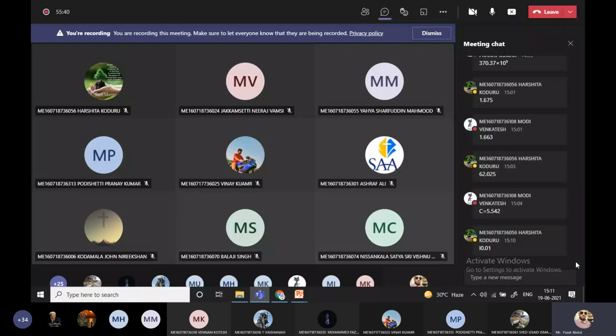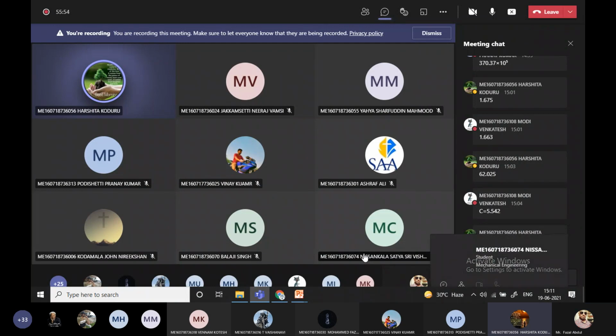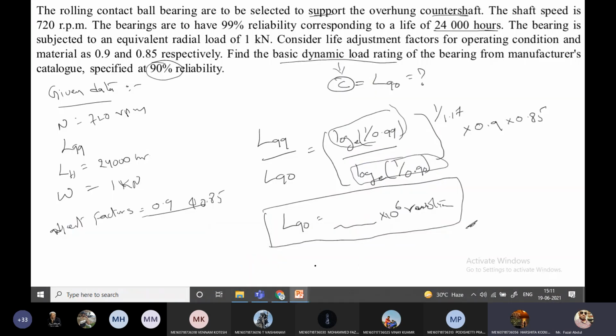How much did you get? 10.01. For what is this 10.01, Harshita? For log e 1 by 0.99, not 0.01. Okay. Do it fast. Tell me the L90 value.